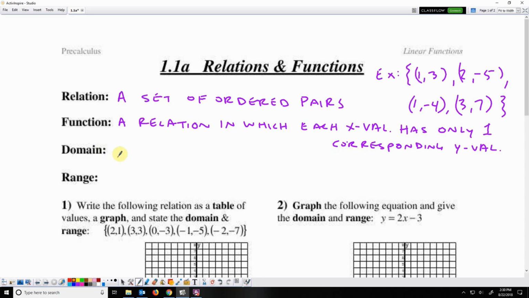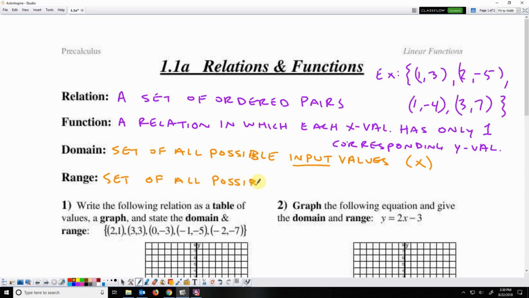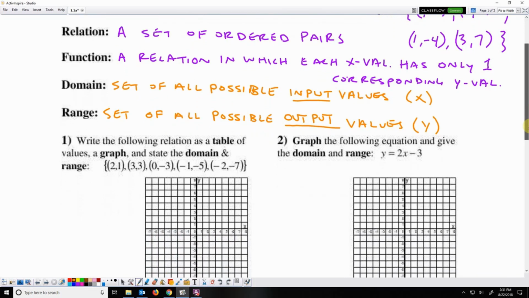Okay, so the domain of a function or a relation is the set of all possible input values, and those input values are just the x values. The range is the set of all possible output values, and those output values are the y values. So domain is all the x's, and range is all the y's found in a relation. And remember that a relation may be a function, may not be a function.